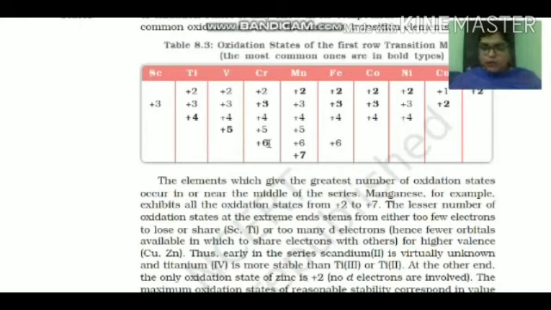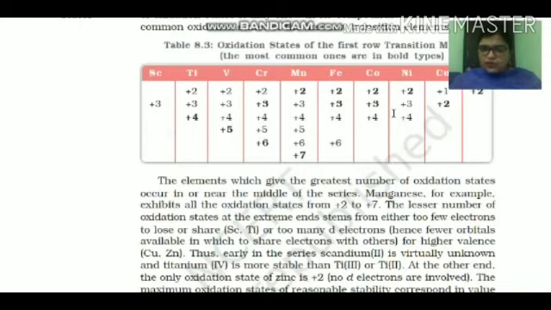Here for chromium, children, you know chromium is 3d5 and 4s1. So 5 plus 1, it is 6. For manganese, children, it will be 3d5 and 4s2. So 5 plus 2, it will be 7. So this stable oxidation state comes from the addition of s orbital plus d orbital.